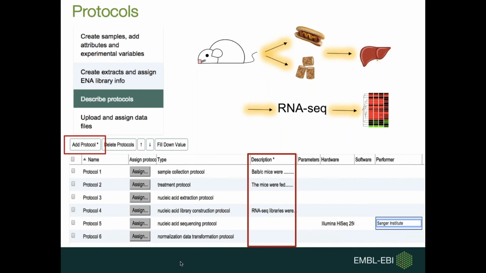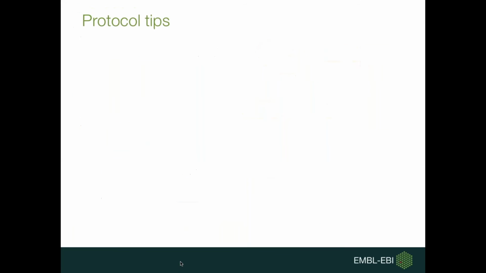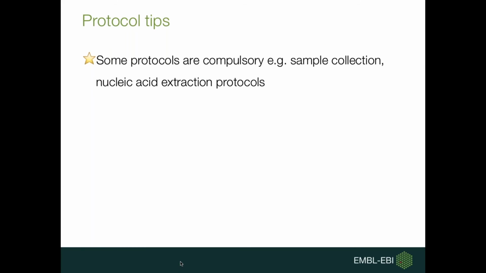These boxes look quite small, but they actually can fit in a lot of information. And the best approach with this is to write it out in Word first and then copy it into the box. And once again, don't forget to press Enter so that your text doesn't disappear. So my tips for adding protocols include as much information as possible, and know that some protocols are compulsory, for example, sample collection and nucleic acid extraction protocols.